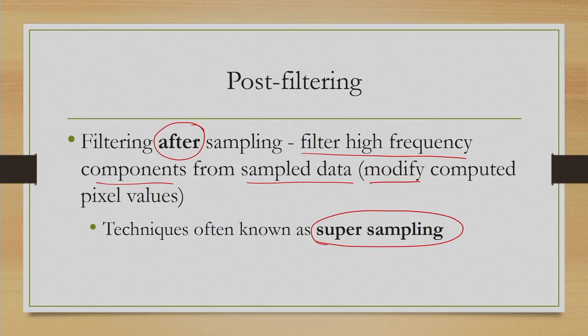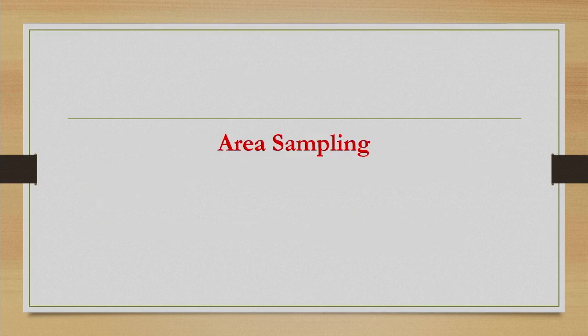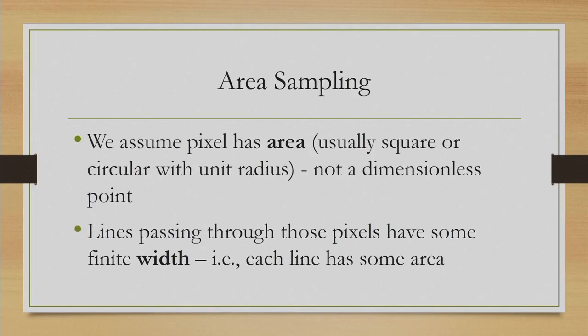Now, let us try to learn about a few of these techniques. We will start with area sampling. What are the techniques and how do they work? In case of area sampling, we assume that a pixel has area. So a pixel is not a dimensionless point; instead it has its area, usually considered to be square or circular with unit radius. And lines passing through those pixels have some finite width. So each line also has some area.